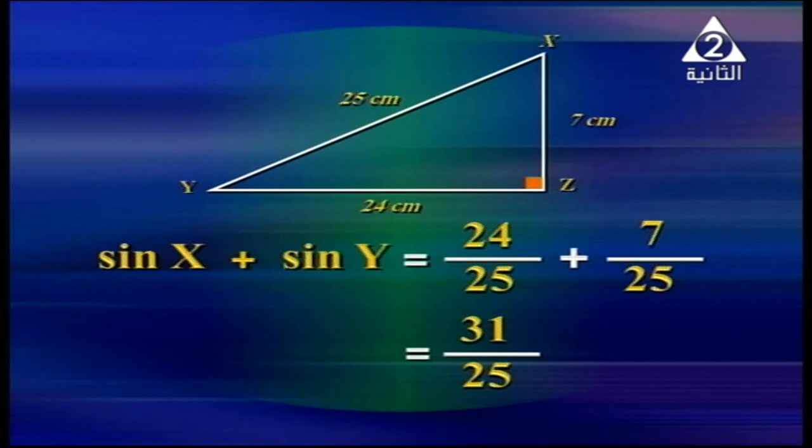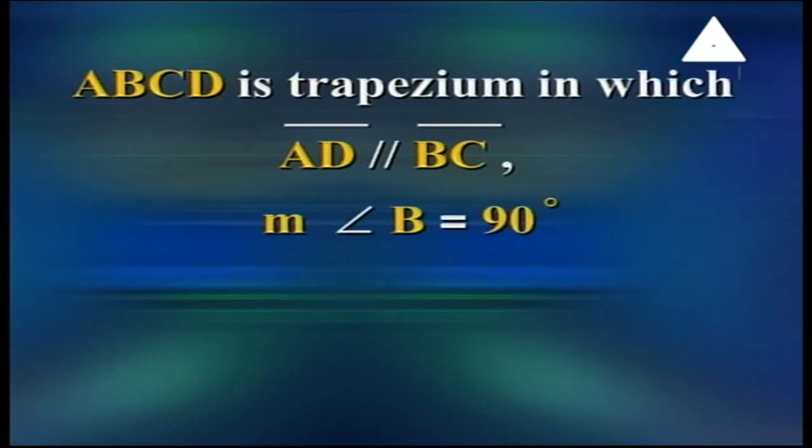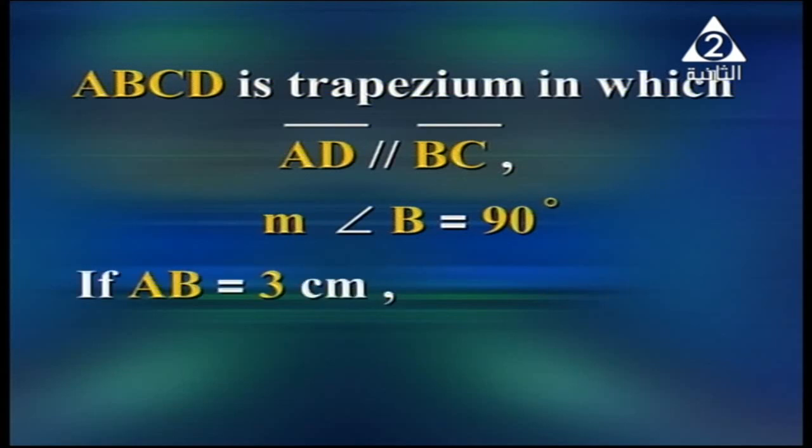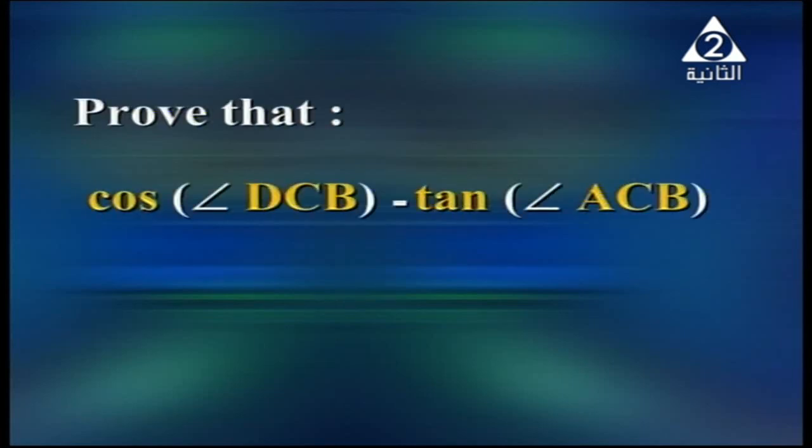Let us have another example. ABCD is a trapezium in which AD is parallel to BC. Measure of angle B equals 90 degrees. AB equals 3 centimeters, AD equals 6 centimeters, and BC equals 10 centimeters. Prove that cosine angle DCB minus tan angle ACB equals half.